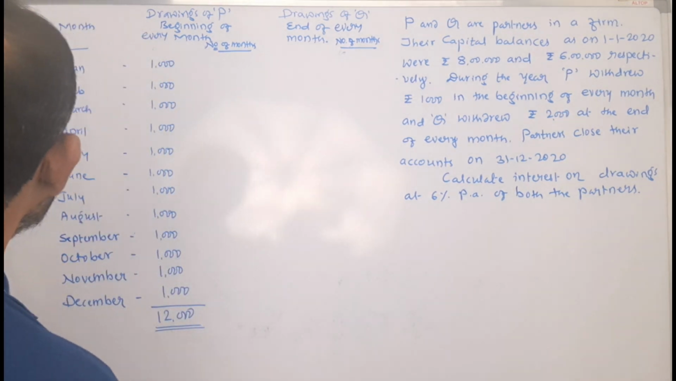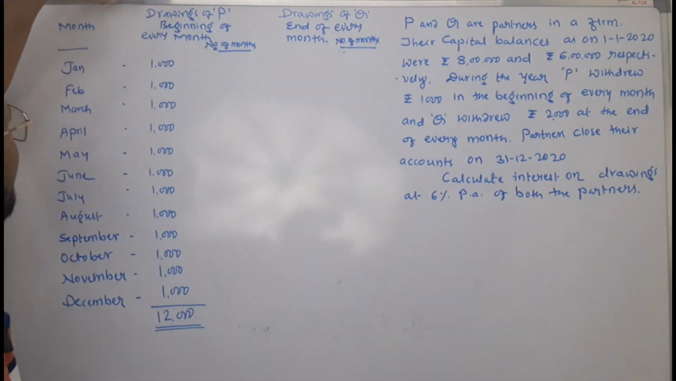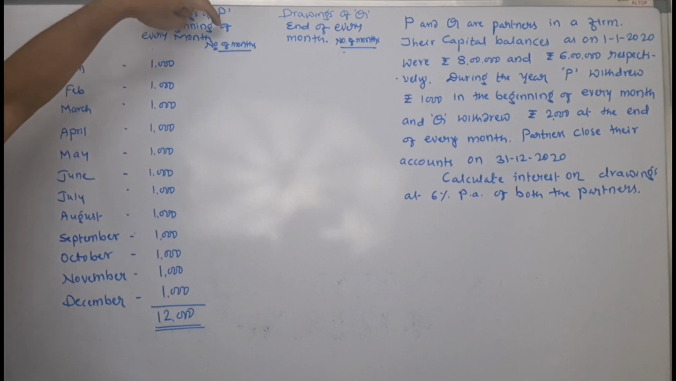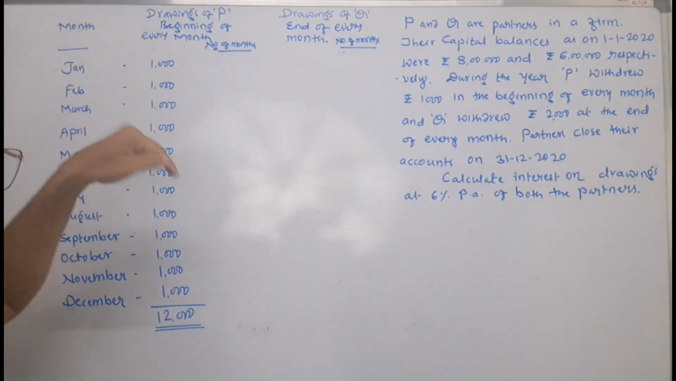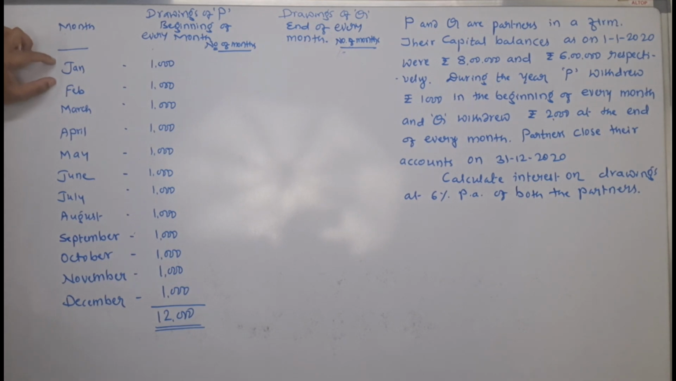Okay, here in order to save time, I have written the information about the months here. See, from January to December I have written. First here you see what I have written. Drawings of P, beginning of every month, right? Here Mr. P has withdrawn the amount at the beginning of every month, meaning 1st January, 1st February, like that. That is why the first month is also included in the calculation of interest.